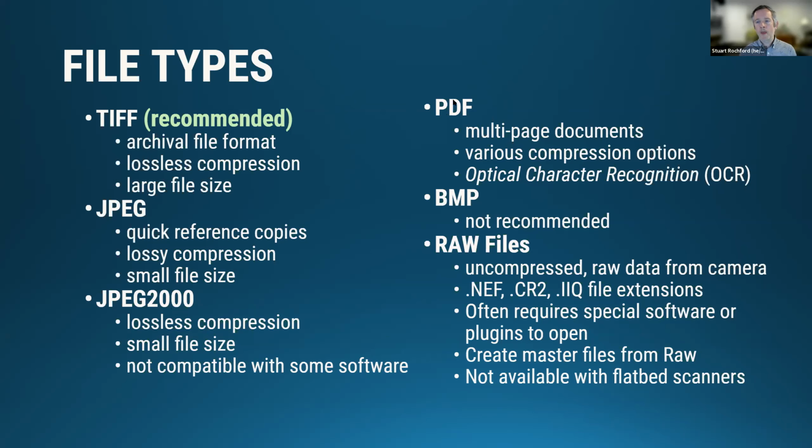PDFs are a good one. Those are good for combining multiple images into multi-page documents, as opposed to just single documents. Books work well in PDF formats. Just any kind of multi-page document can be saved as PDF. They can also be compressed in different ways. You can use a high resolution compression, or you can shrink them down to reduce the file quality and the file size if needed.